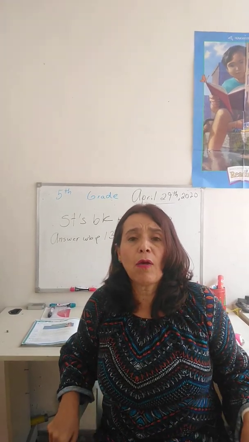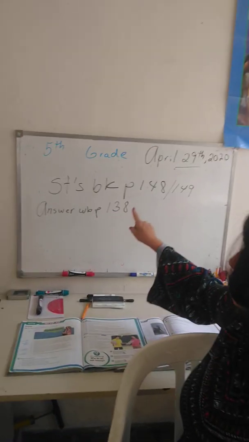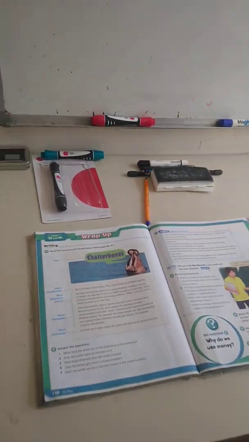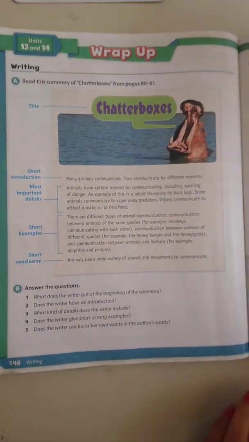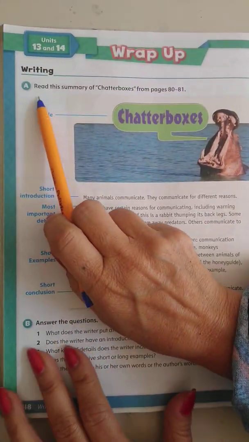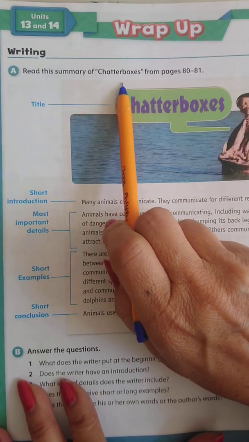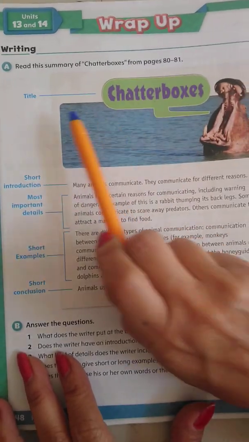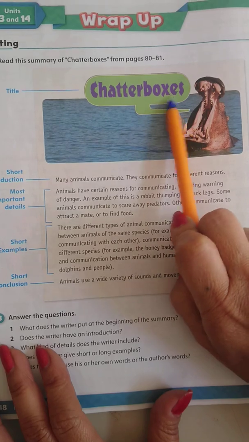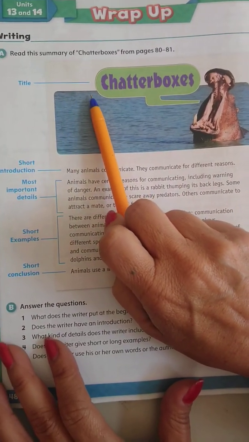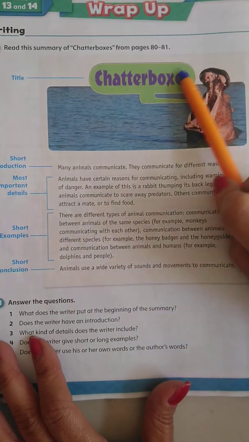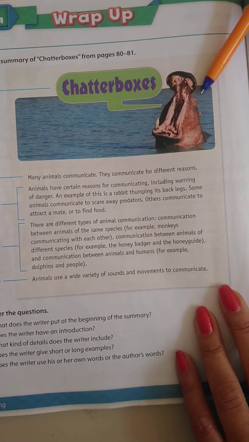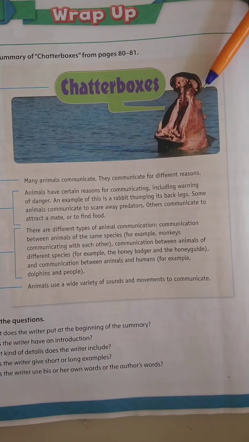Okay? I want you to open your student's book on page 148. And here we are going to see, look. Okay? In this writing, you are going to read this summary of chatterboxes from pages 80 and 81. Here, the title. The title gives you an important idea. Also the picture. Here you say, wow, this is a hippopotamus. Okay? So, we are going to talk about maybe him.